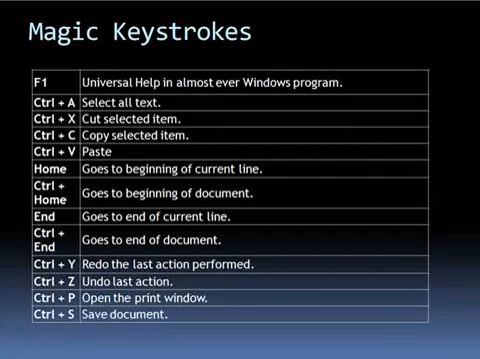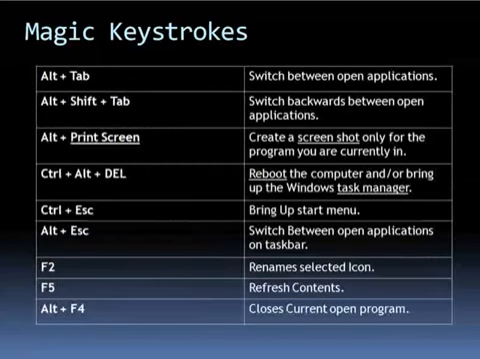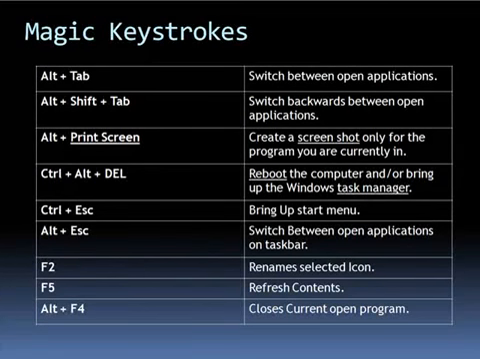These are pretty much universal across Windows, no matter what software you're running. You can be running Adobe software, you can be running Microsoft software inside Windows. They'll all do these same functions. A few more. Alt Tab switches between open applications. Alt Shift Tab switches backwards. Alt Print Screen will create a screenshot only of the program that you're currently in. If you don't want to get your entire Windows or your entire desktop, use Alt Print Screen.